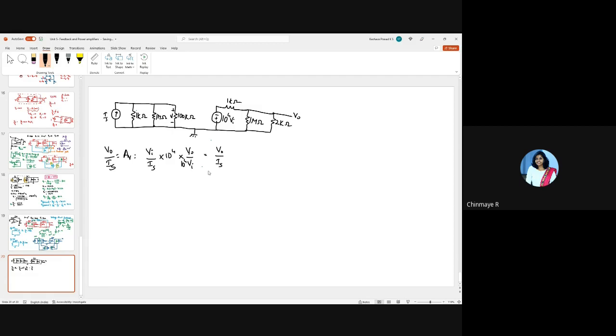Correct? So now let's do it step by step. Find out what is VI by IS and tell me. To find VI by IS, find out what part of IS is flowing through this 100K and multiply that by 100K. That will give you VI by IS. Clear? What part of IS is flowing through this 100K?